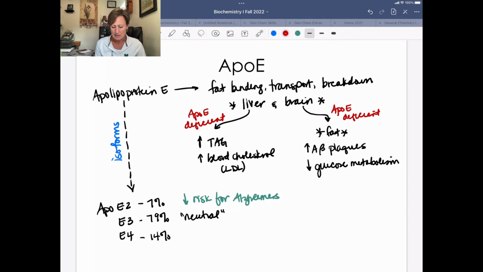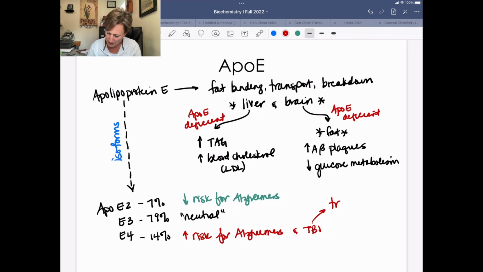The problematic piece is that about 14% of the alleles are the ApoE4 form, which results in an increased risk for both Alzheimer's and traumatic brain injury, or TBI. TBI is traumatic brain injury.